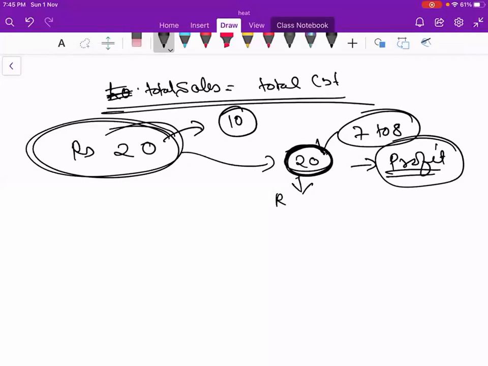समझ में आया सबको? 20 रुपीज का तुमने इन्वेस्टमेंट किया, जब तुम्हें 20 रुपीज वापस मिल गए, तो उतना तुम्हारा ब्रेक इवन पॉइंट हो गया. उसके बाद का तुम्हारा प्रॉफिट होगा. तो हमें निकालना है कि वो कौन सा प्रोडक्ट होगा जब हमें ब्रेक इवन पॉइंट मिलेगा. ठीक है, जैसे यहाँ पे मैं क्या बोल रहा हूँ, 7 to 8 में मिलेगा.